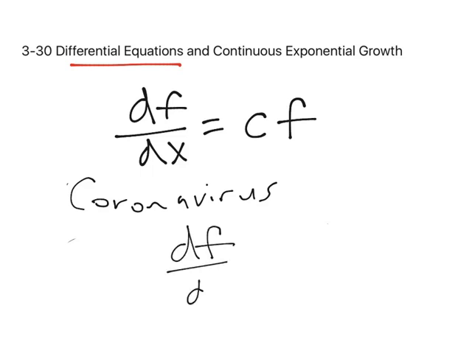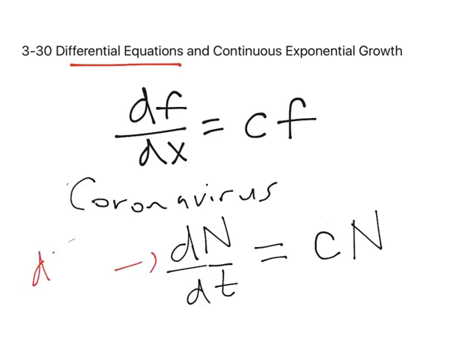The change in the number of people with the coronavirus, let's use n. N is the number of people with a COVID-19 infection. That's going to be some constant times n itself. Now, this is a classic differential equation, called a differential equation, diff EQ. We are trying to find a solution for n as a function of t that fits this equation.